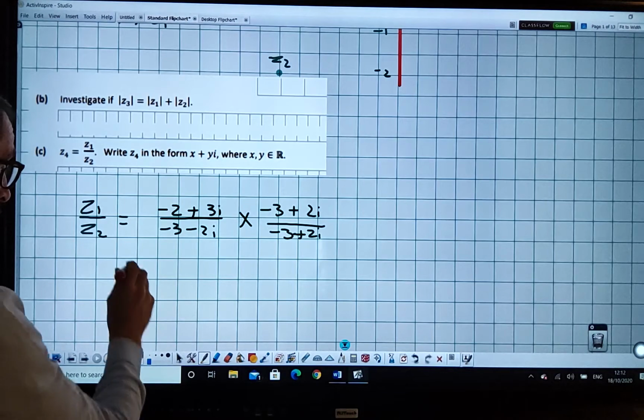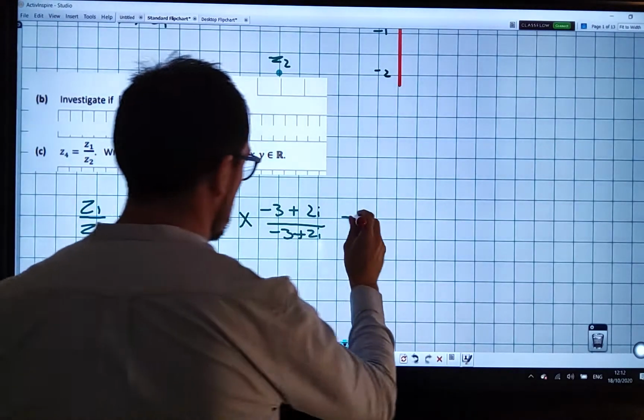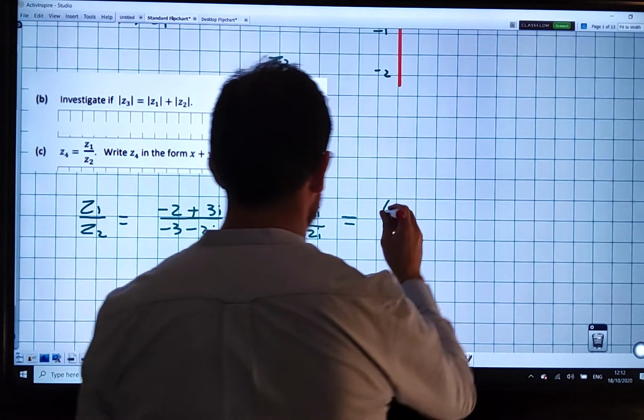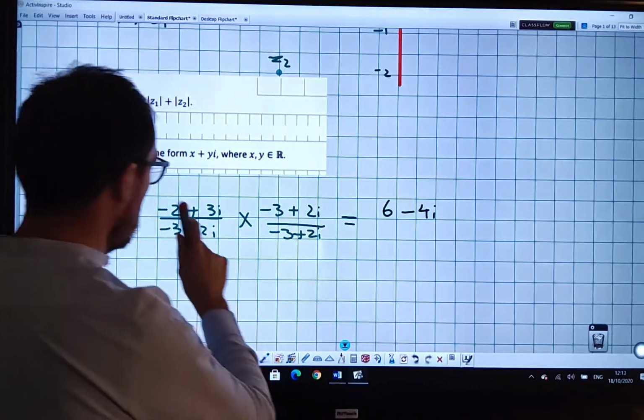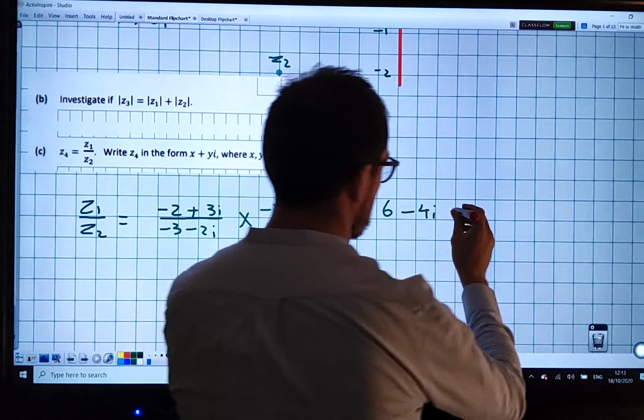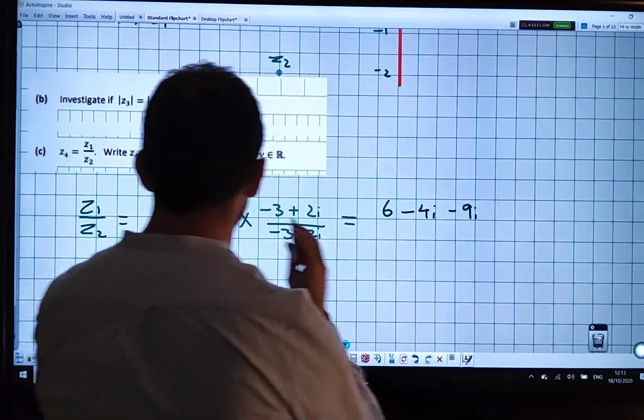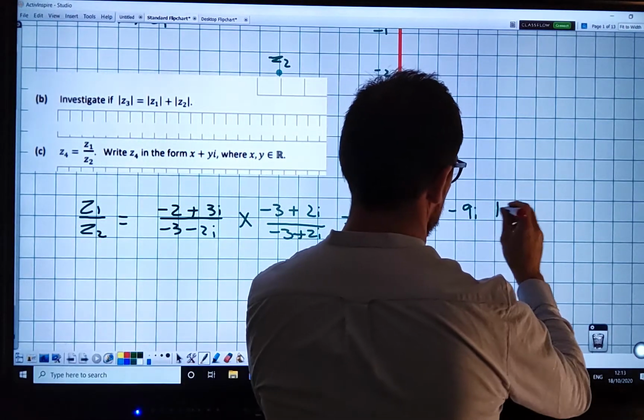Multiply above and below the line. And that's going to equal: minus 2 times minus 3 is 6. Minus 2 times minus 2i is minus 4i. Then you have 3i times minus 3, which is minus 9i. And 3i times 2i is plus 6i squared.